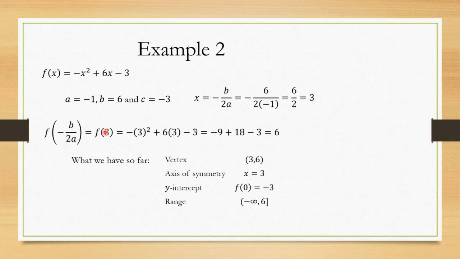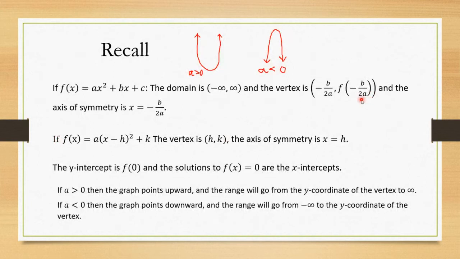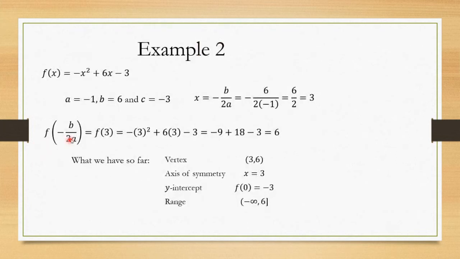Okay, for the y coordinate, we evaluate the function at this number, right? That's what the y coordinate is over here, as you can see. So we get f of 3. Plug it into the function. We get negative 3 squared plus 6 times 3 minus 3, which is negative 9 plus 18 minus 3. So we get that, and that's 6. So the vertex is the point (3, 6).